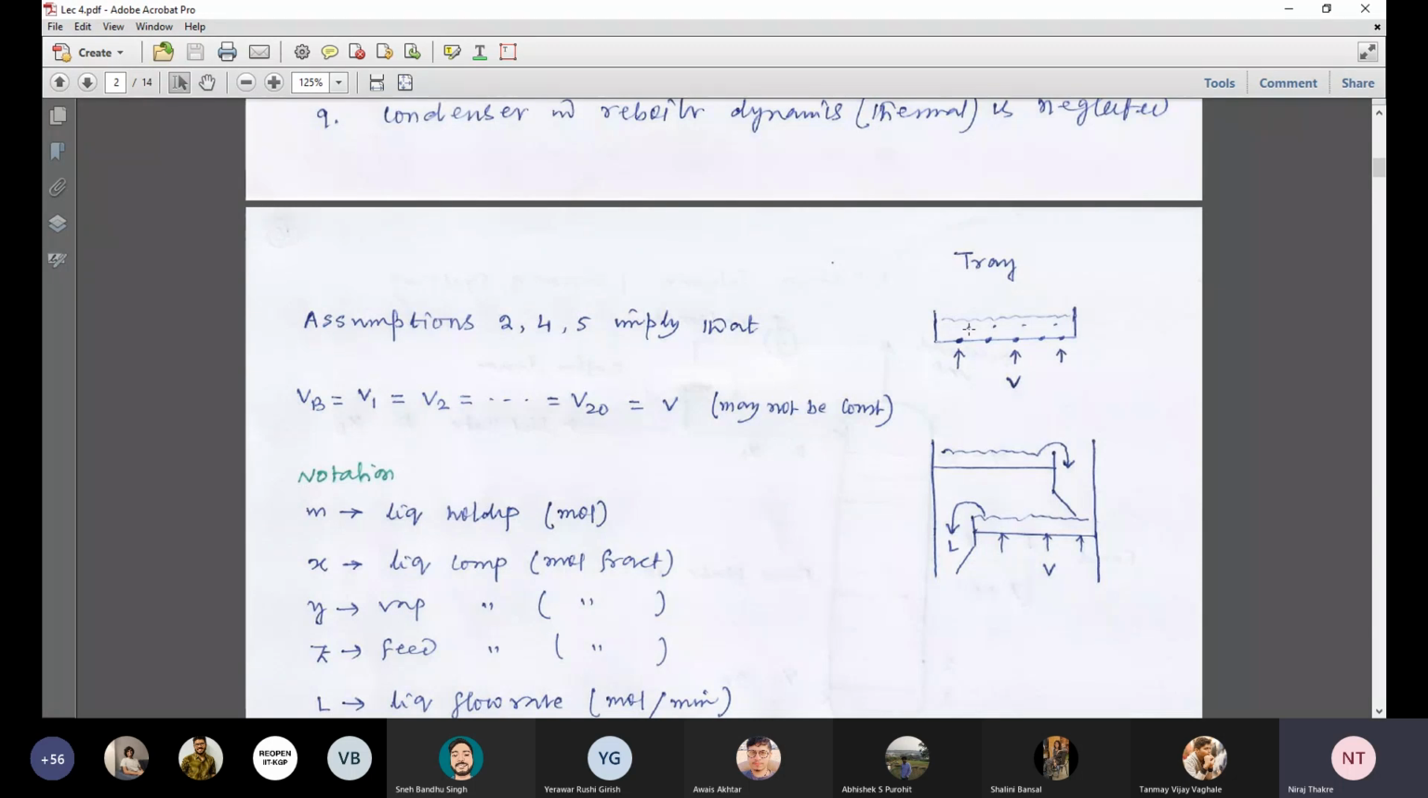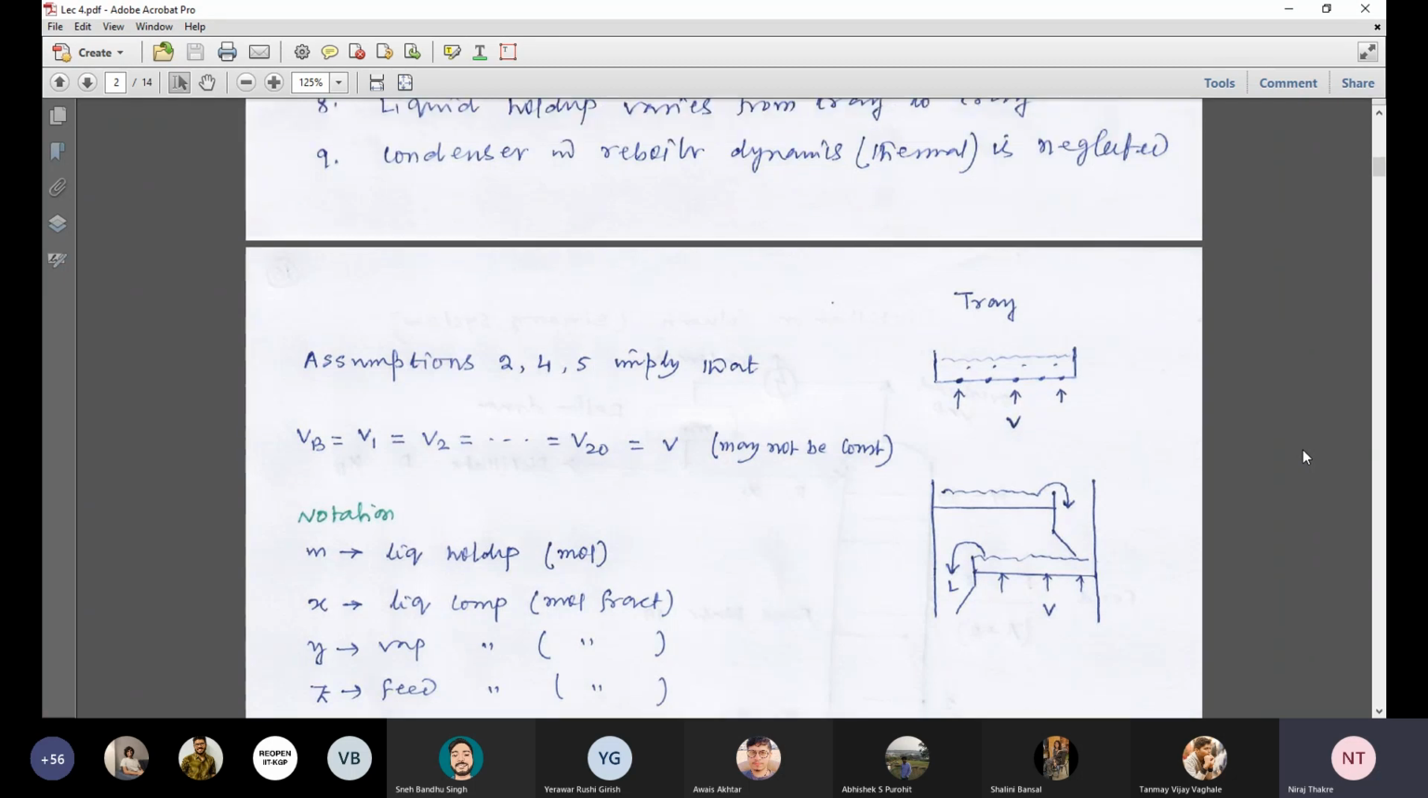The most volatile component evaporates first in the liquid stream. That's why A transfers from liquid to vapor. The least volatile component condenses first in the vapor stream. That's why component B transfers from vapor to liquid. This is the way the mass and heat transfer occur over the distillation tray. Is this clear? Yes, sir. Okay.